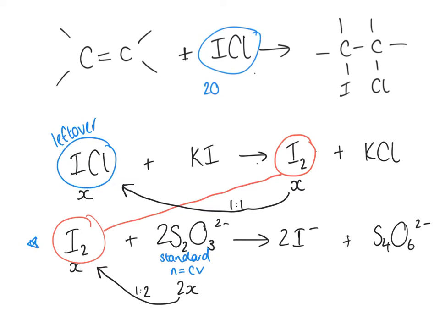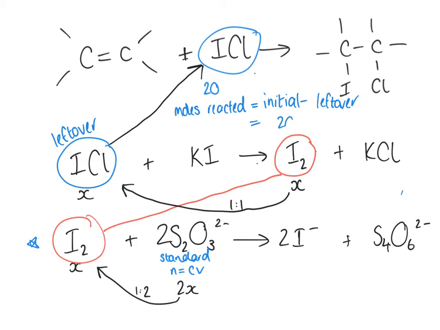So how do I then work out how many ICl I did use? Take it away from what? 20. So moles reacted equal initial minus the leftover, which in our example we took as 20 minus x. Is that okay? That teaches us how we do these titrations. It's just what you find out.